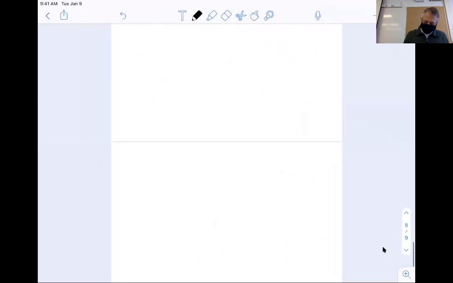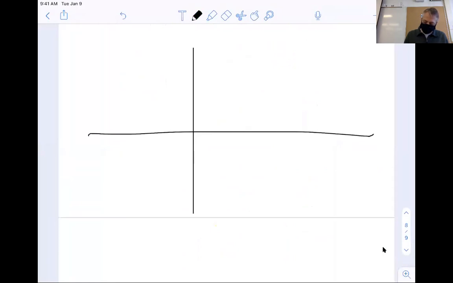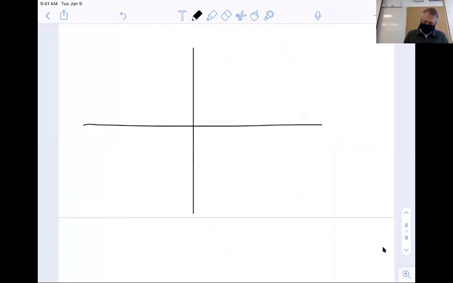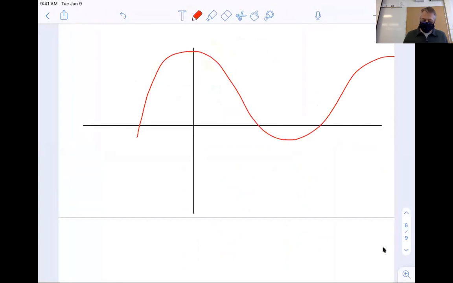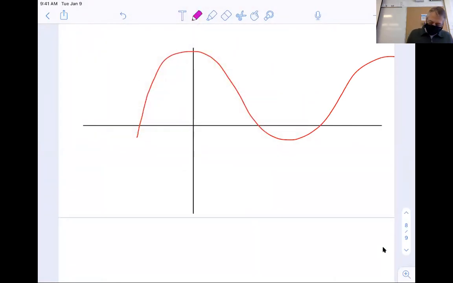Let's say we have the graph. And I'll make another sine graph, but it could be a cosine, okay? But if we had a sine graph and it was up like that. Now you guys just found the midline. So the midline goes right down the middle of it, hence the name, of course.